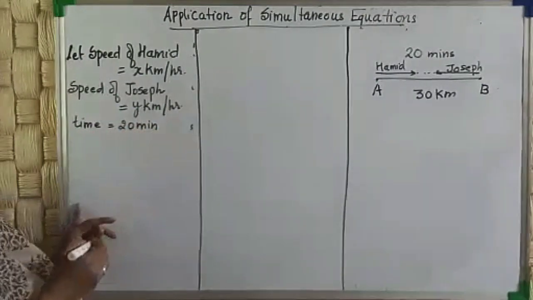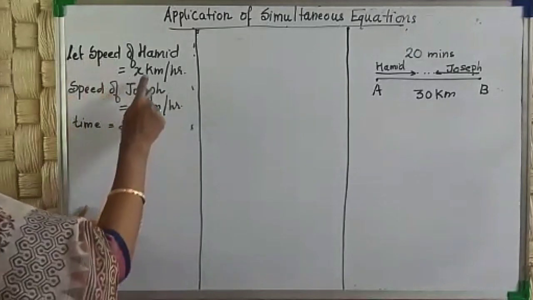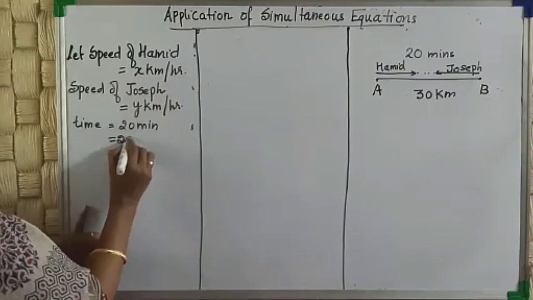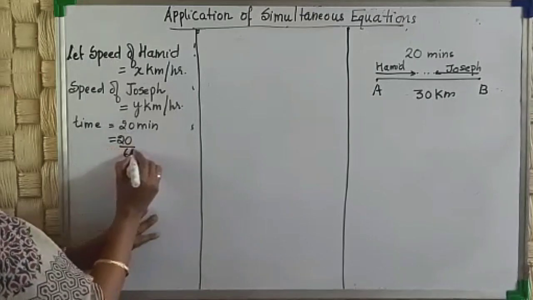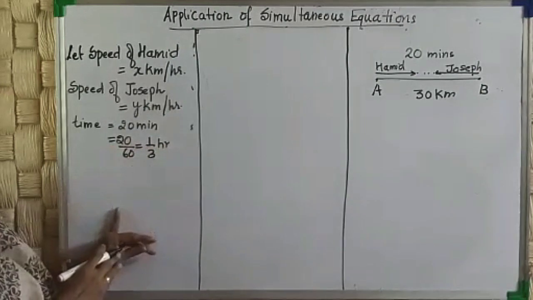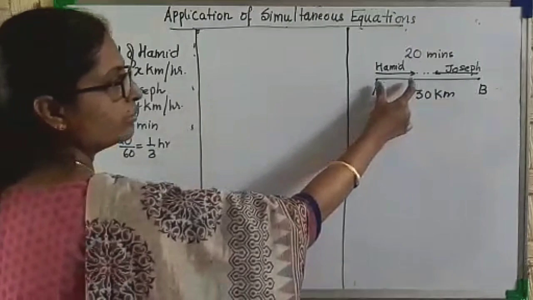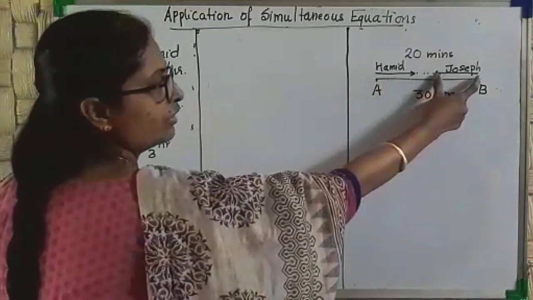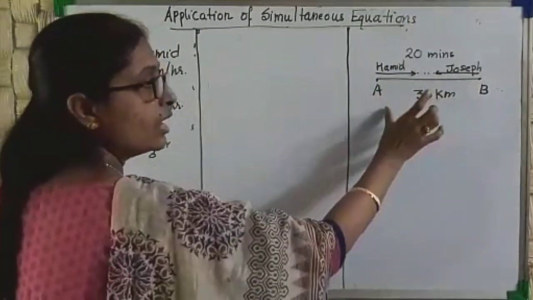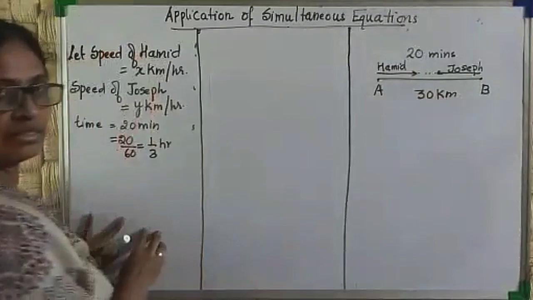This time we have to convert into hours because speed is also mentioned in kilometer per hour. So 20 minutes will be equal to 20 upon 60, that is equal to 1 upon 3 hours. Now we have to find out what is the distance covered by Hamid and the distance covered by Joseph. Add the two, we will get the total distance covered by both of them, that is 30 kilometers.